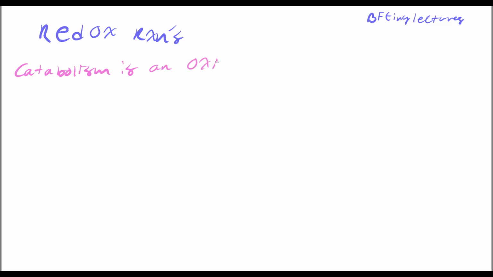So now we'll be talking about oxidation reduction reactions, or typically called redox reactions. This is shorthand for reaction. So what is a redox reaction, and why is it important? Well, catabolic pathways, which is what we're talking about right now, are oxidative reactions, okay? So catabolism is an oxidative reaction, okay?